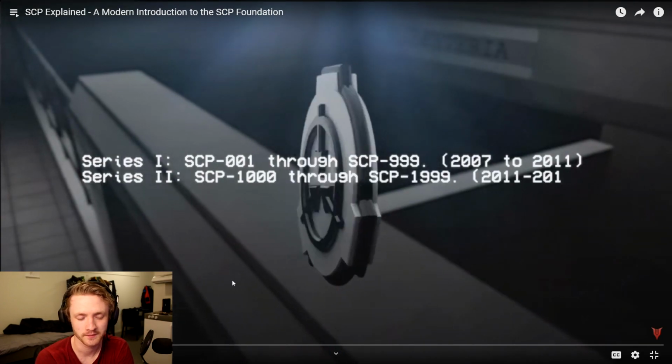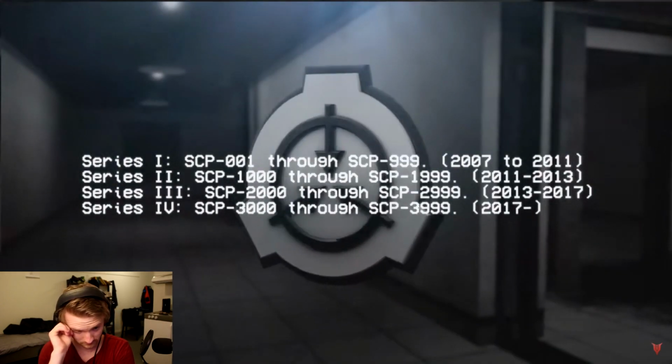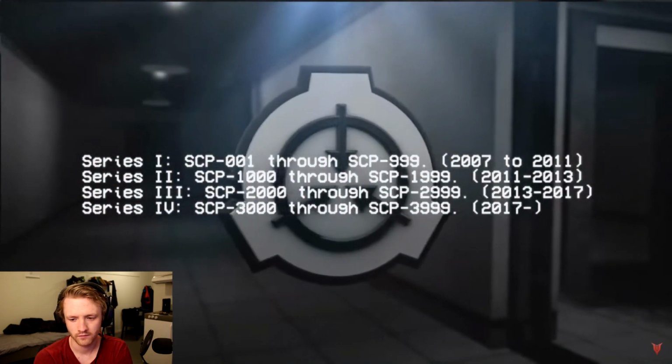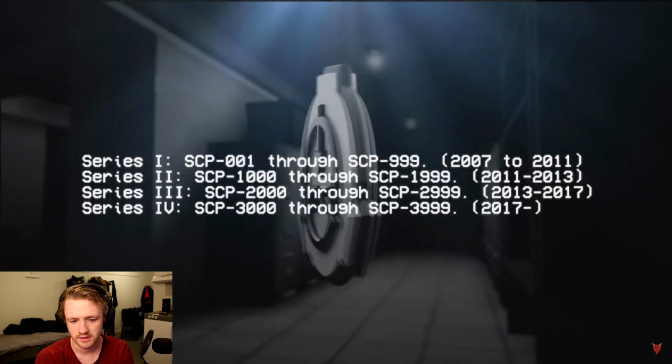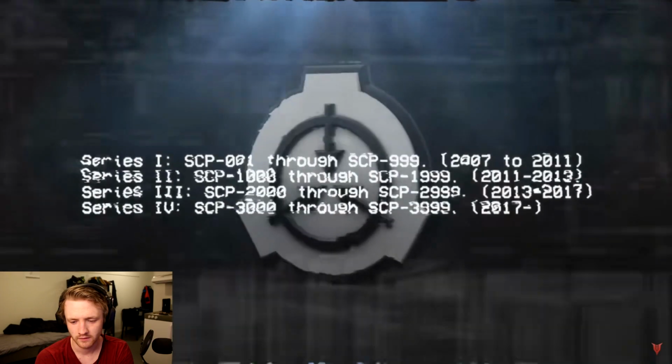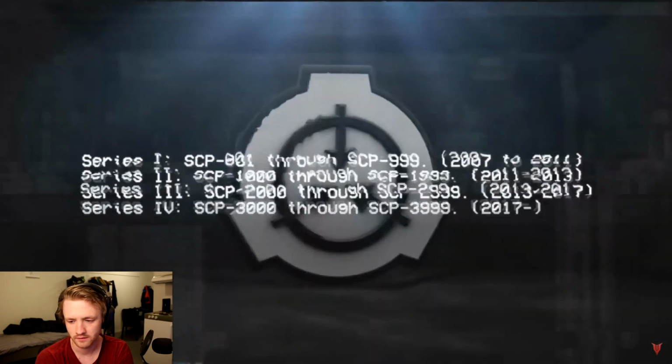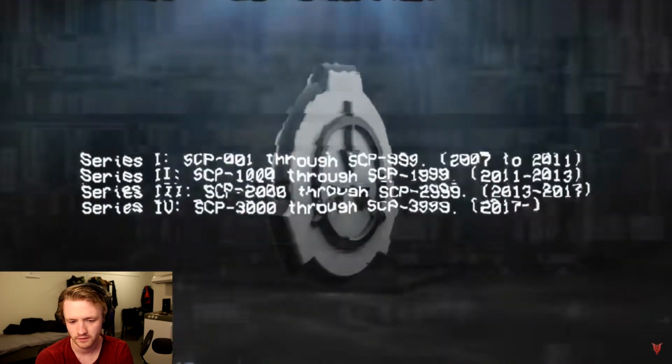Each SCP is given a unique serial number or designation. And on the wiki, you can browse SCPs with designations ranging from 1 to 3,999. They are organized into 4 numerical series.